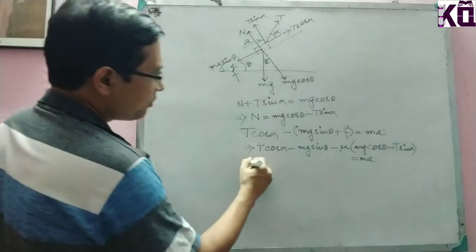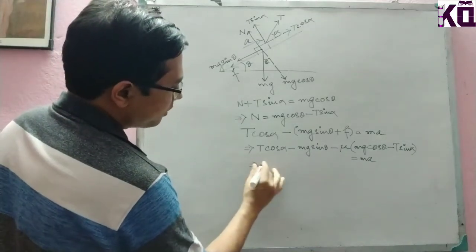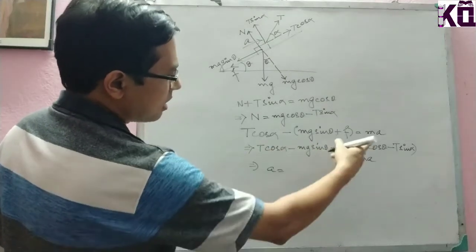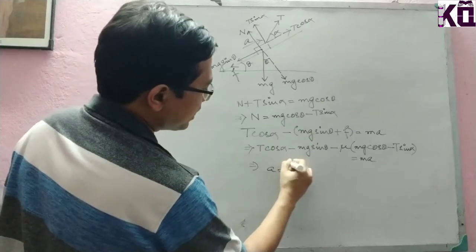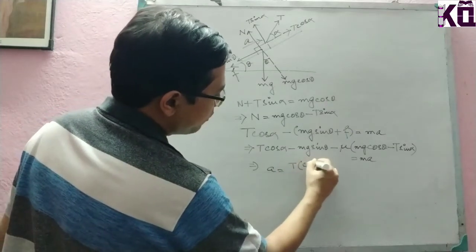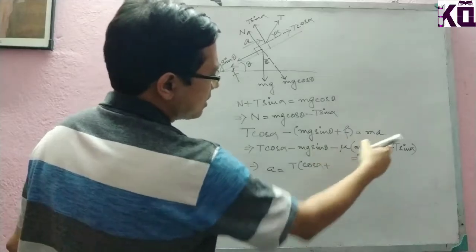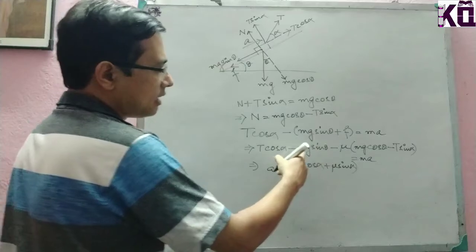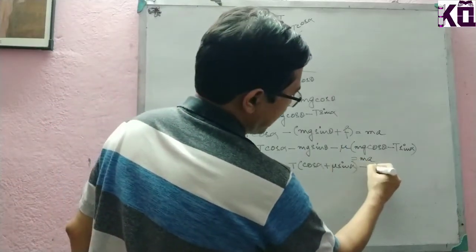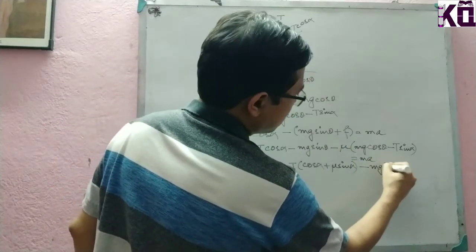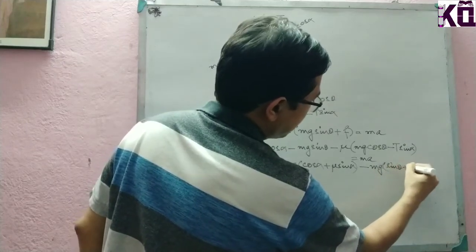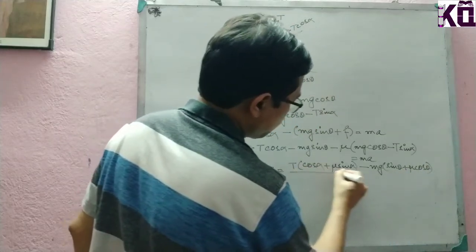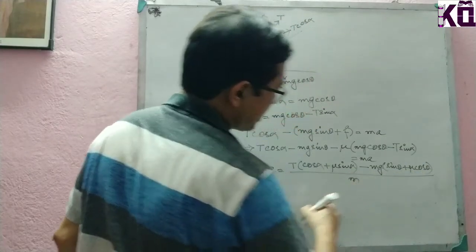So from this, if you want to identify the value of a, you just have to make this summation in a proper way. We can write T into cos alpha plus mu sin alpha, taking T as common from these two. Then again we take minus mg as common, sin theta plus mu cos theta, and the whole divided by the mass m.